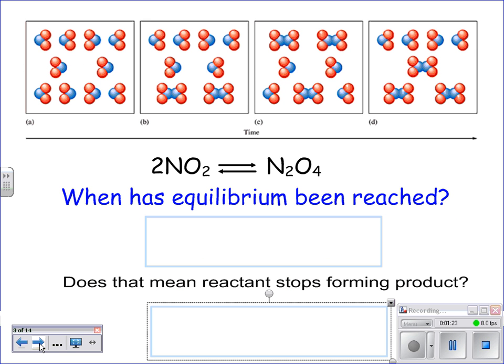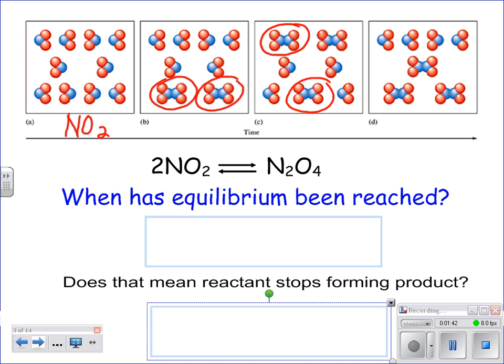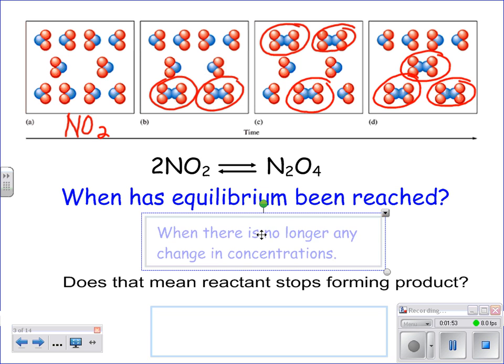This is just a little example showing some molecules. As time goes on, you can see that we have a lot of this NO2 that exists here. Well, we start getting some of these N2O4 molecules forming. Eventually, these remain constant. I've got 3 of those molecules compared to 4 of my NO2s. So it has now remained constant. It's not changing. So that means that we've actually reached equilibrium when there is no longer any change in concentration.